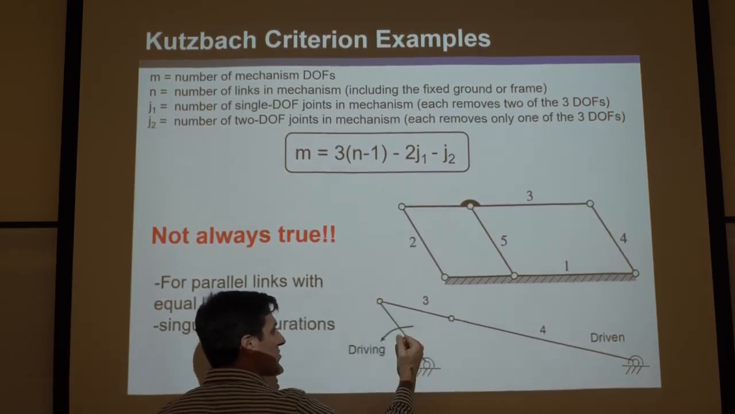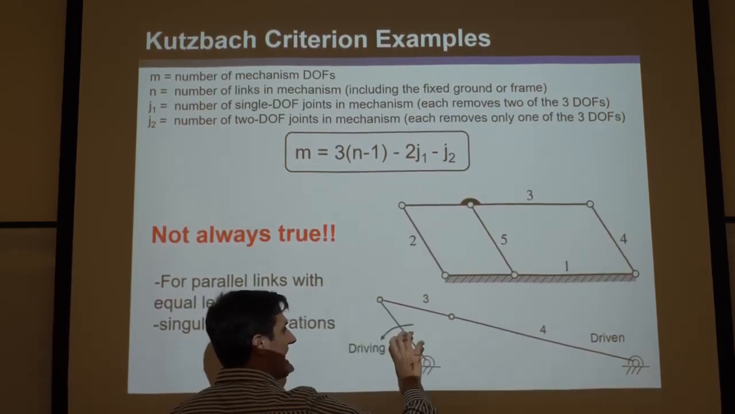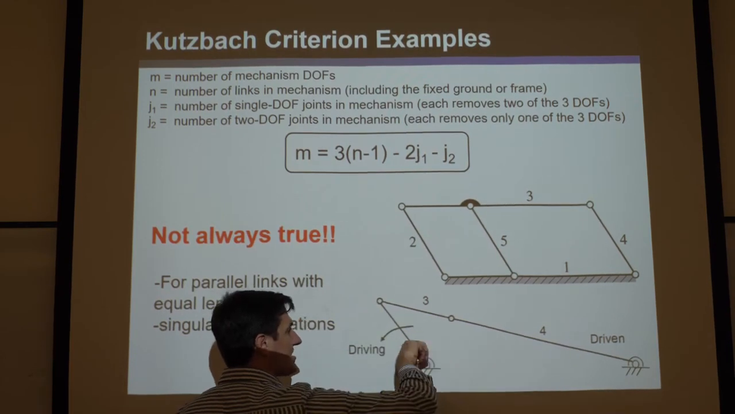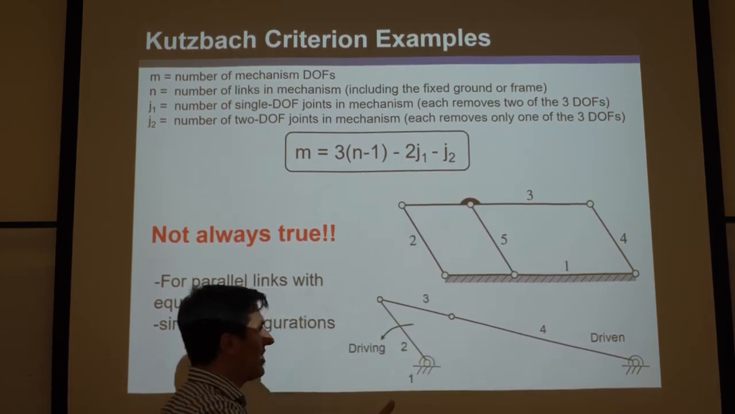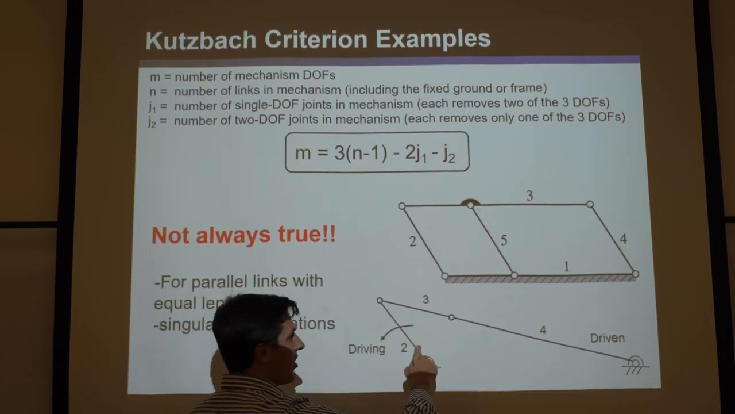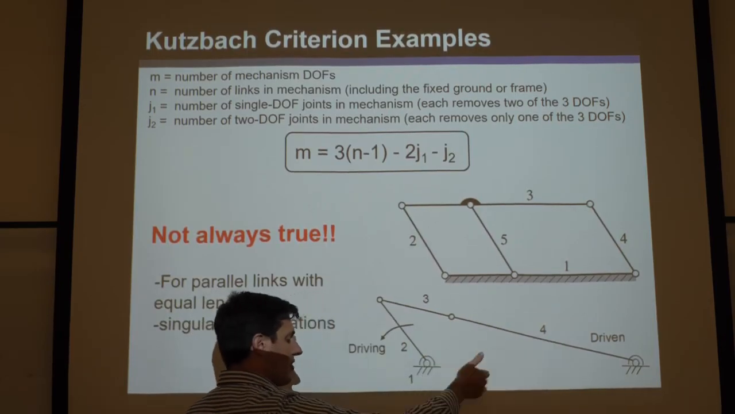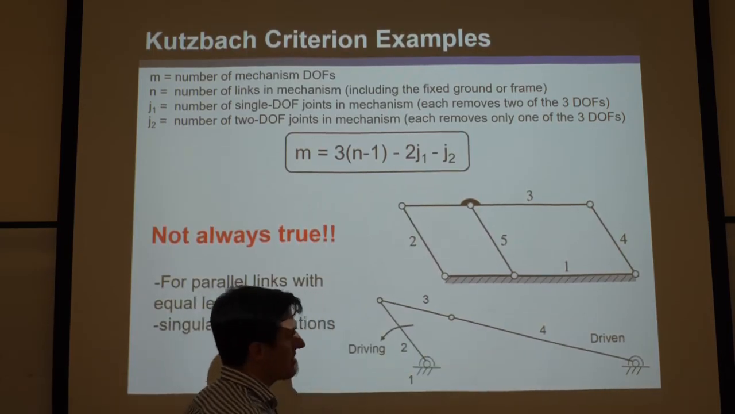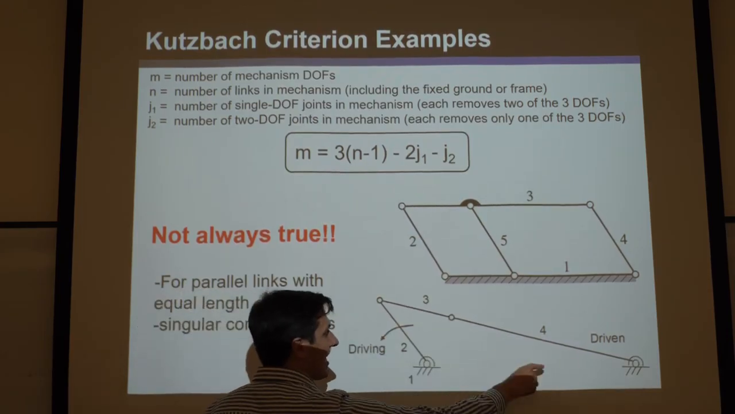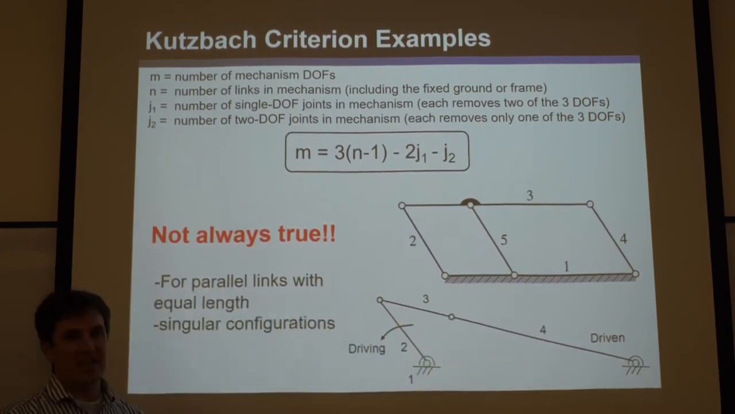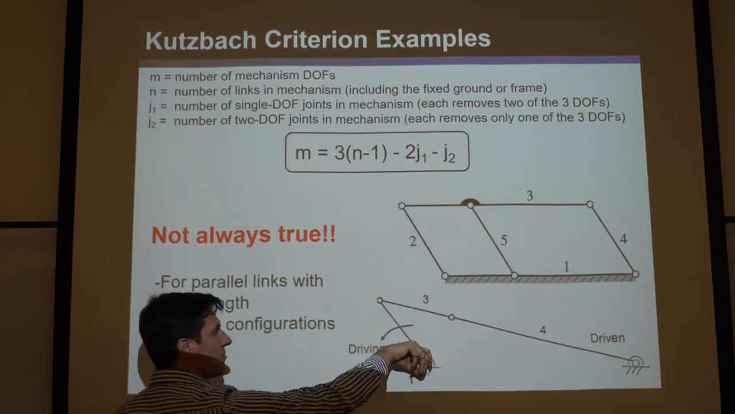You can imagine if the motor was on this and these lined up, it would behave like a triangle, and suddenly the mobility would drop to 0. Even though Kutzbach would say the mobility is 1, because there's 4 links and 4 J1 joints, if these guys are all in a line, it's a singular configuration, and the mobility is actually 0, and this would be locked up.